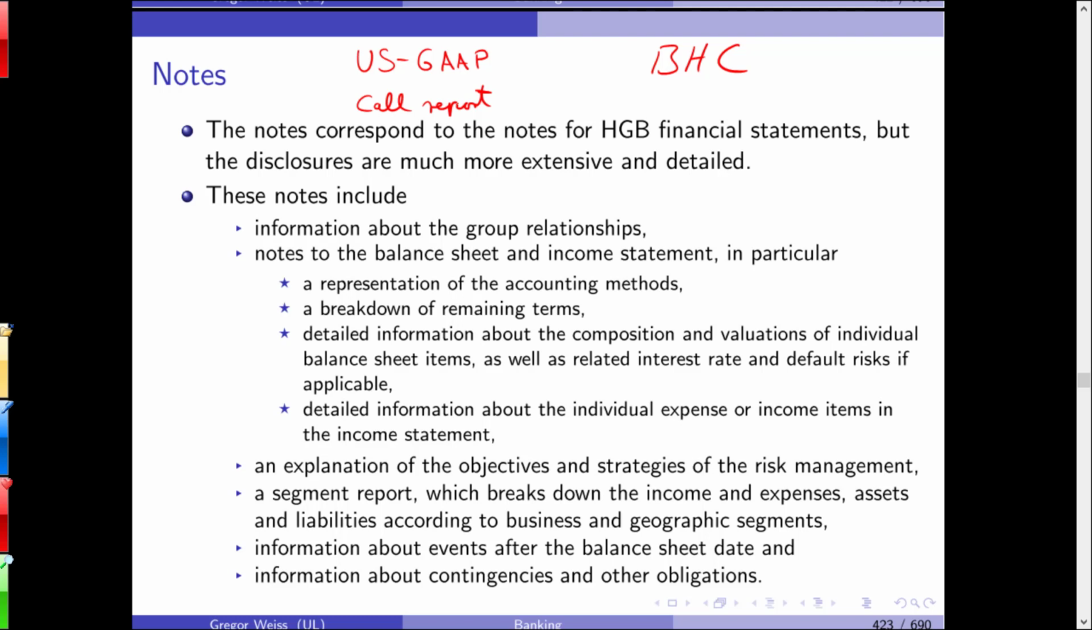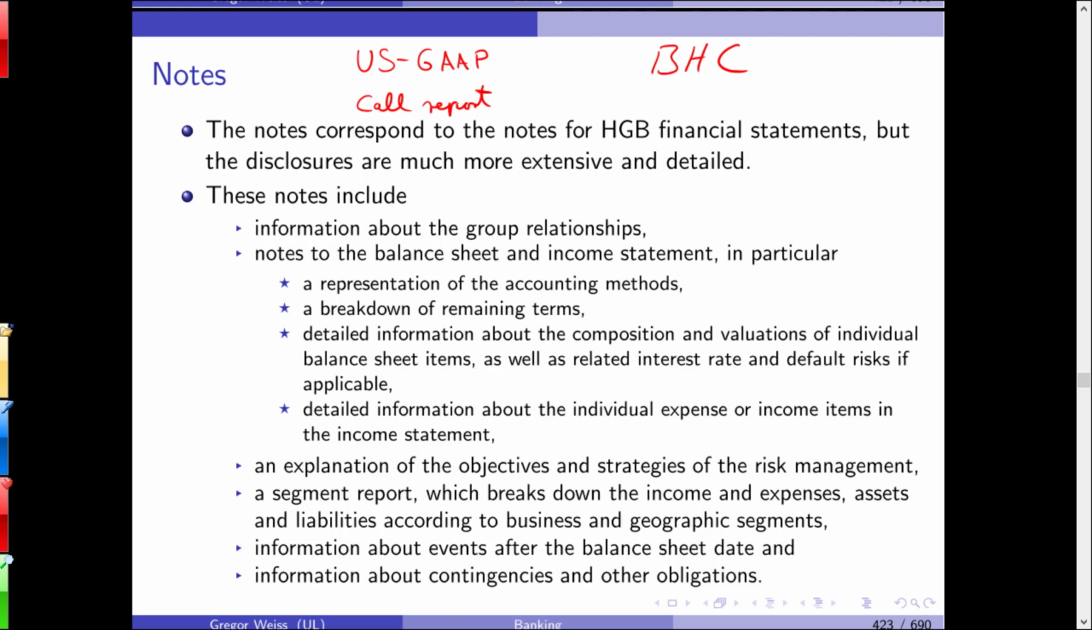And you can see slight differences between the financial statement and the call report. Why? Because obviously the call report is directed at regulators and supervisors, and they will ask for some slightly different information than is required under US GAAP, and that is required under IFRS, for example, for European banks.